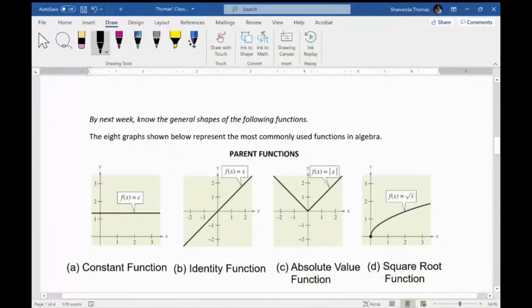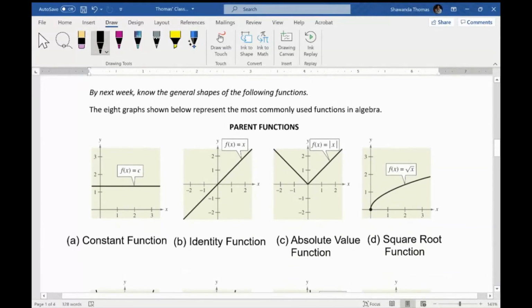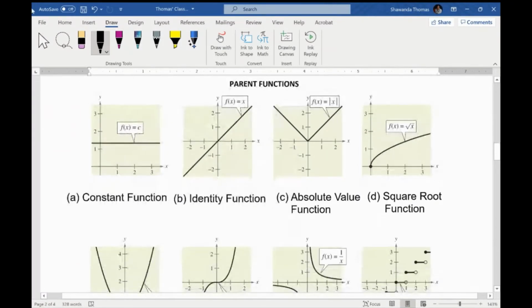I say by next week, know the general shapes of the following functions. The 8 graphs shown below represent the most commonly used functions in algebra. You have this first one. Okay, this is called the constant function. So what do you think the C stands for? Why do you think they named it C instead of another letter? Constant.